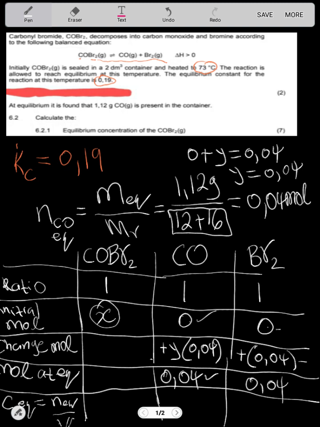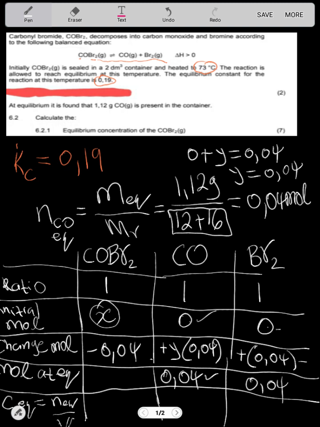Now we've got a problem this side. We've got a serious problem this side, since we don't know our mole at equilibrium for COBr2. But we know our change. Our change in mole, since we are consuming this, is going to be negative 0.04. See? Because COBr2 is being consumed.